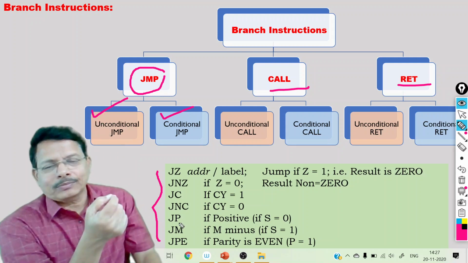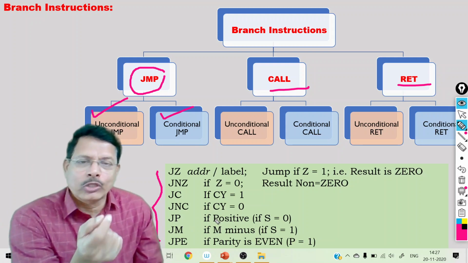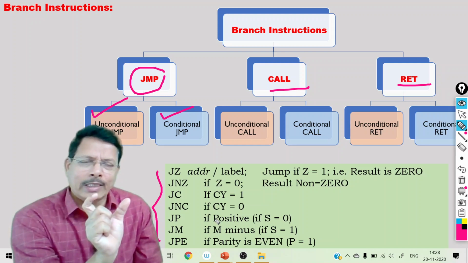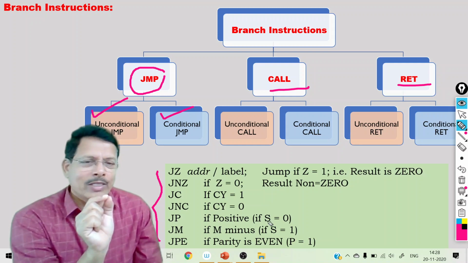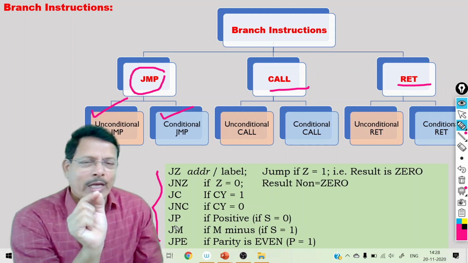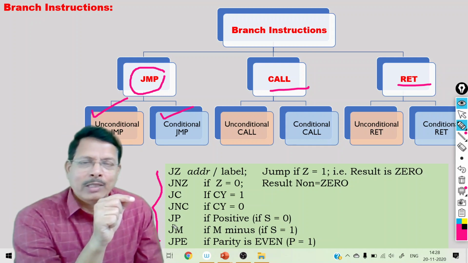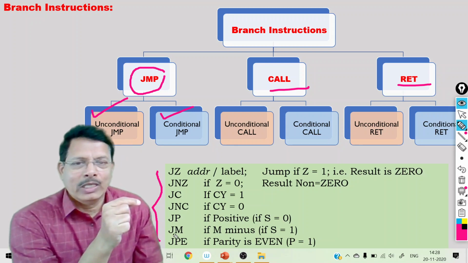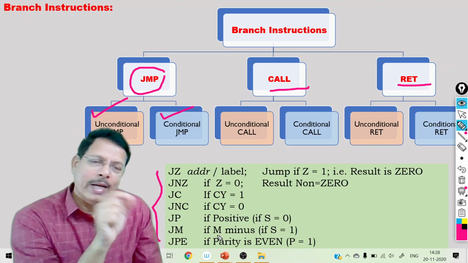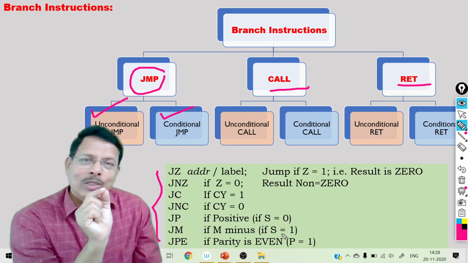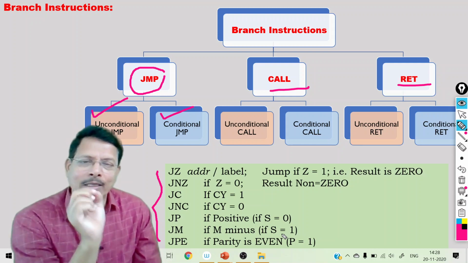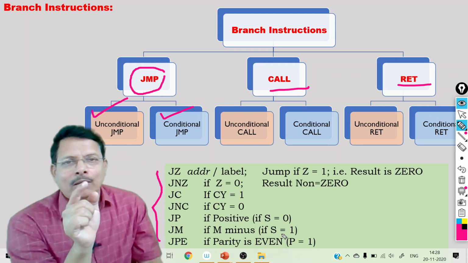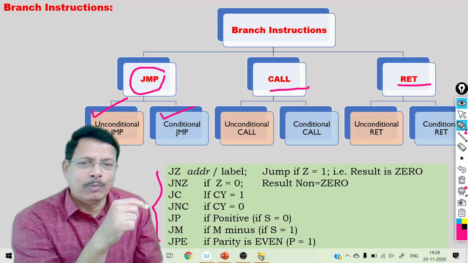Then next we have jump if positive. You know that the most significant bit of the accumulator data is reserved for the sign. And if that sign is zero, that number is positive. So JP means if the result is positive, then the jump will be followed. JM means jump if minus. That means if the sign bit is 1, that indicates the given number is a negative number, and then only the jump will be followed.